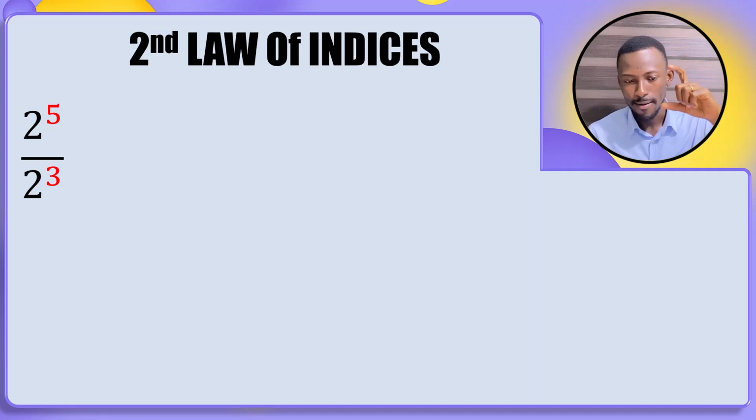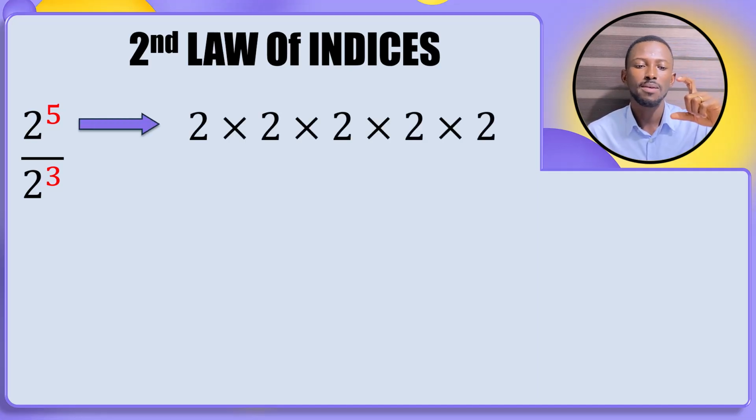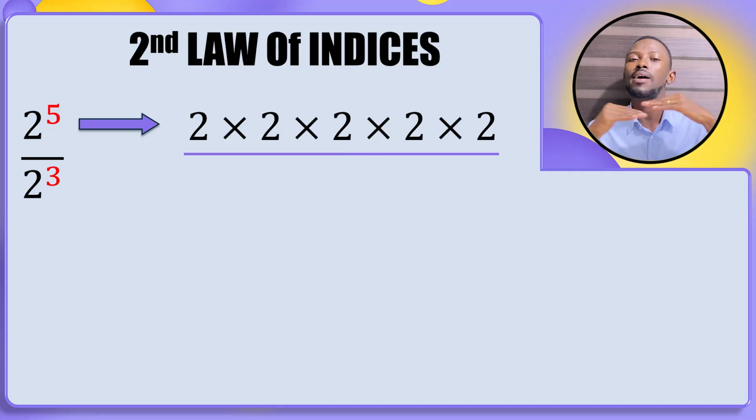Are you aware that 2 to the power 5 is the same as 2 times 2 times 2 times 2 times 2? That is 2 multiplied by itself 5 times. Hopefully you are. And then this number at the top is divided by 2 to the power 3. 2 to the power 3, what does that mean?